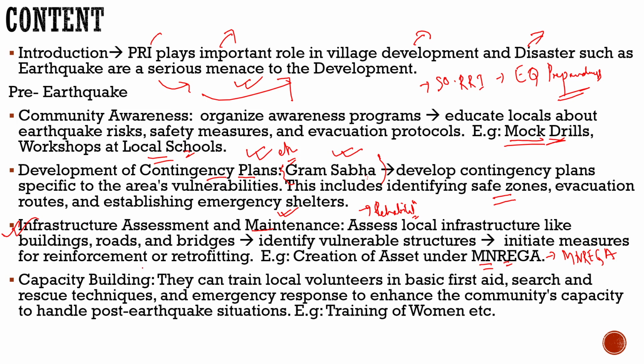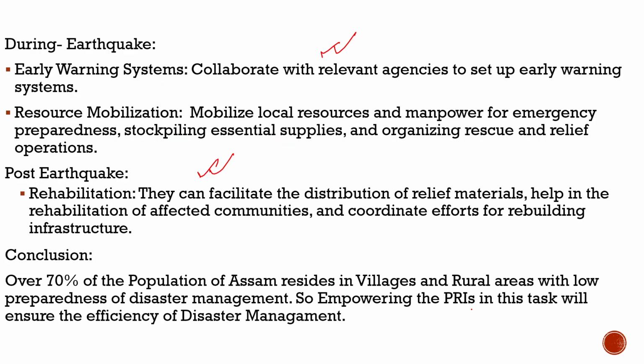Next is capacity building. When there is capacity building, they can train local volunteers how to rescue, because you can set up local volunteers who will become very handy during the evacuation process in an earthquake. Then rescue techniques. So these are a few things where you can train the local youths, including women, for helping during disaster. Here I have given the example of training of women.